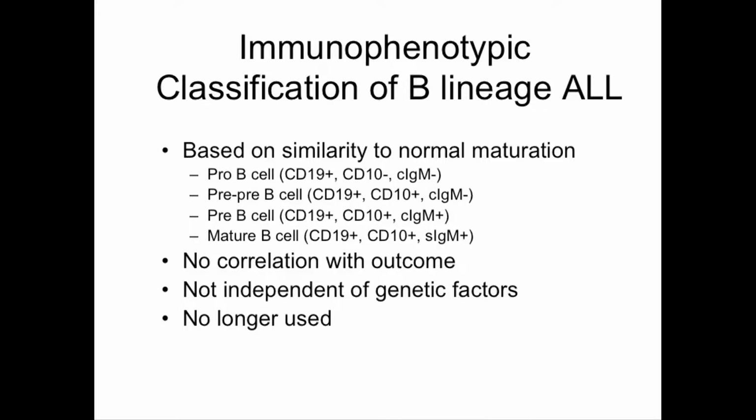So immunophenotyping, although it's very descriptive and useful for identifying aberrancy, doesn't necessarily correlate with treatment response or outcome. It's not independent of genetic factors, and it's in fact the genetic factors that contain most of the information associated with outcome. As a result, it's relatively not used anymore. There was a time back when I was in training where this was of much more interest, but now it's recognized that genetic factors really are pretty much what drive classification, and these immunophenotypic classification schemes are essentially no longer used in clinical practice.